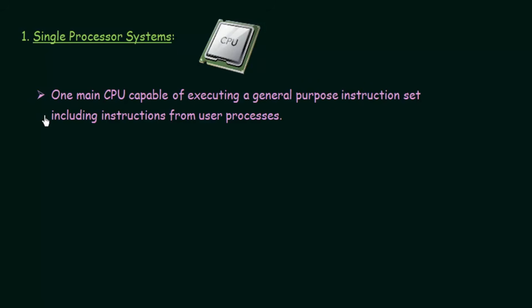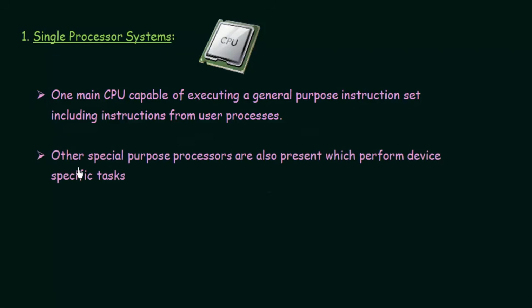In the single processor system, one main CPU capable of executing a general purpose instruction set, including instructions from user processes, is present. That means in the single processor system, we only have one main CPU which is capable of executing the general purpose instruction sets as well as the instructions from the user processes. Now, other special purpose processors are also present which perform device specific tasks. Apart from the main CPU, there are also other processors which do not do the general purpose task, but perform some device specific tasks.